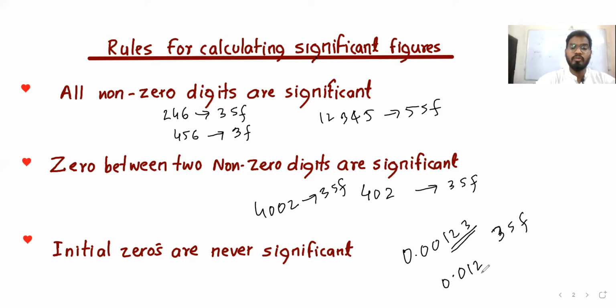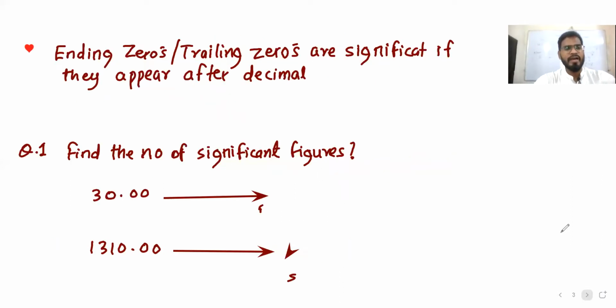0.012. How many significant digits? Only 2. 0.202. How many significant digits? 3, because the zero is in between the other digits, right? 3 significant digits. Now what?